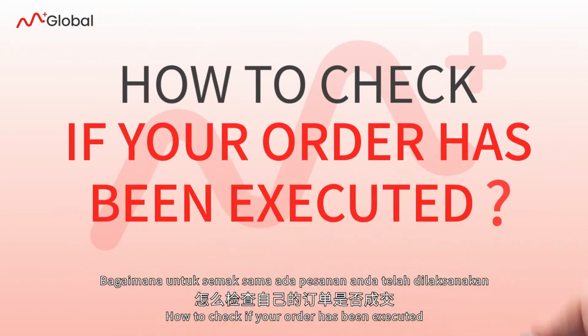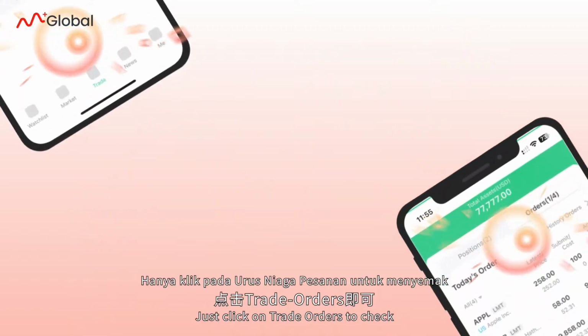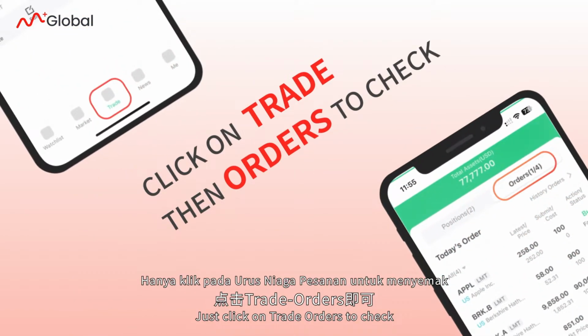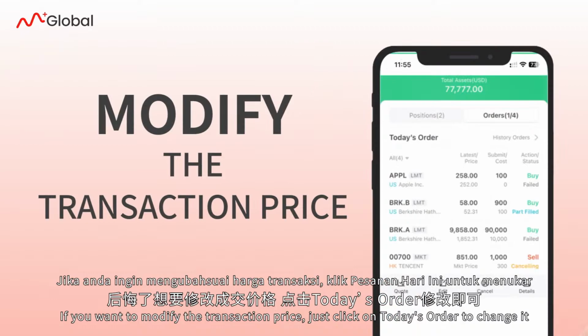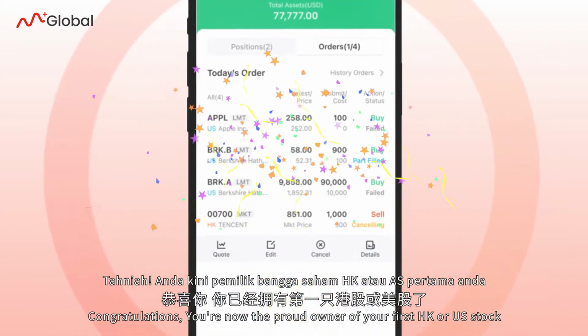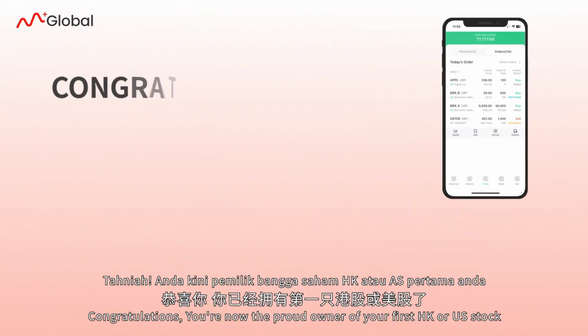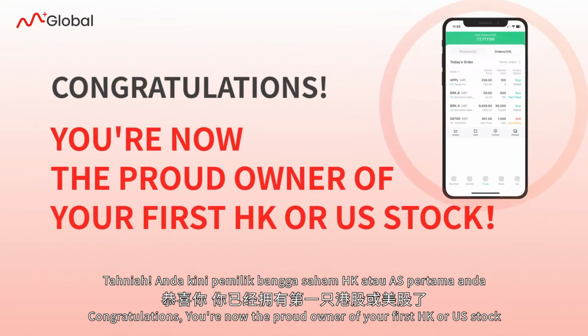How to check if your order has been executed? Just click on Trade Orders to check. If you want to modify the transaction price, just click on today's order to change it. Congratulations! You're now the proud owner of your first Hong Kong or US stock.